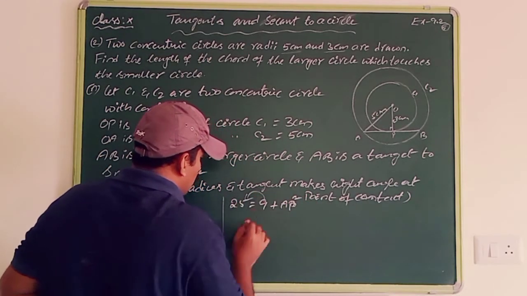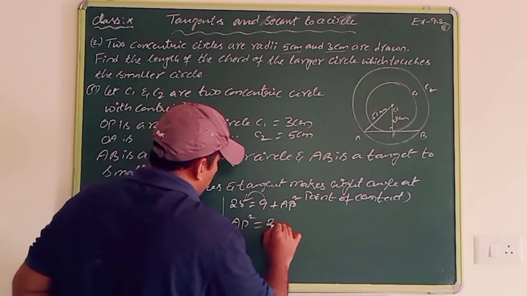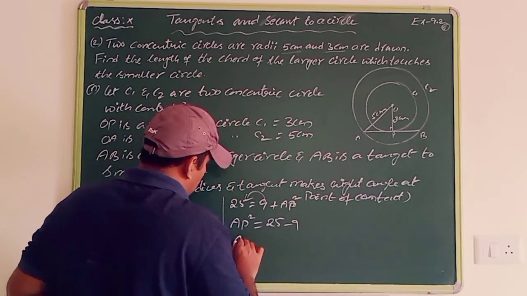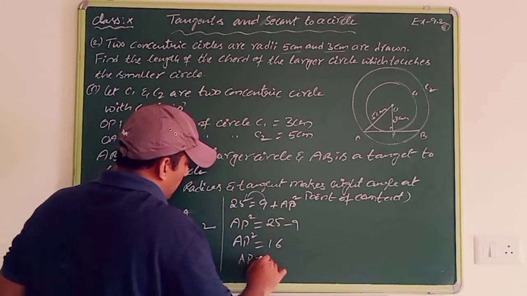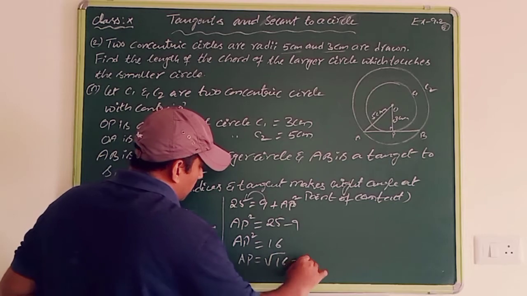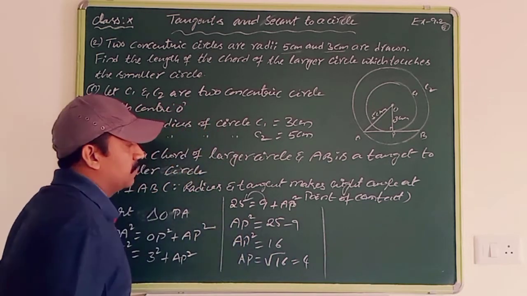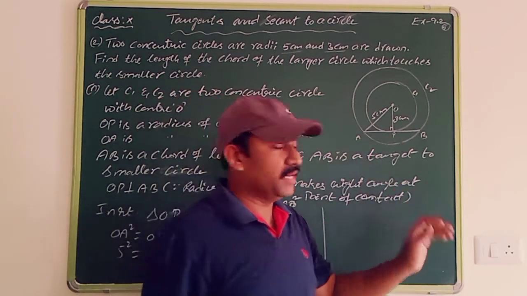Then sending this one over, we have AP square equal to 25 minus 9. So AP square is equal to 16. Then AP is equal to the root of 16, which is 4 centimeters. So AP is equal to 4 centimeters, we got now.